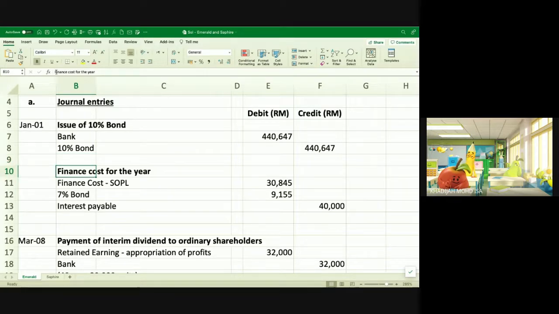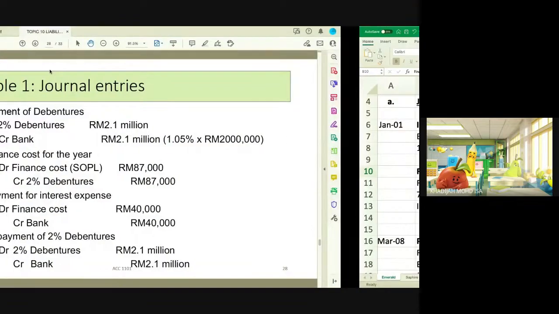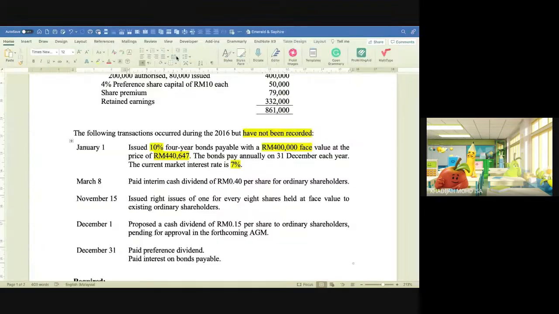How do you compute your finance cost? Finance cost just now is, what is it? You pay 10% 4-year bonds, 400,000 times 10% times 4 years.